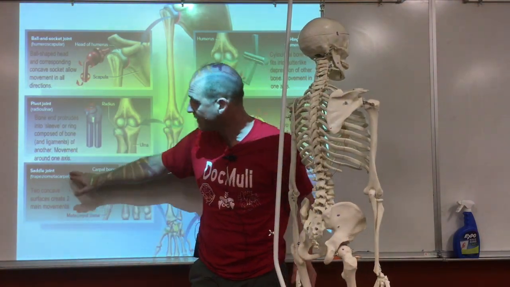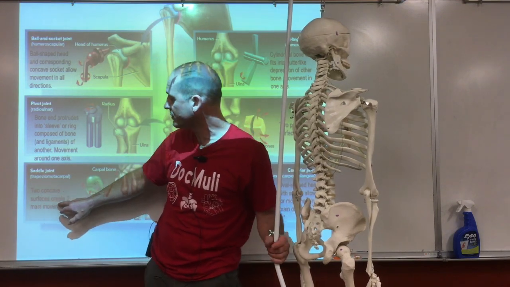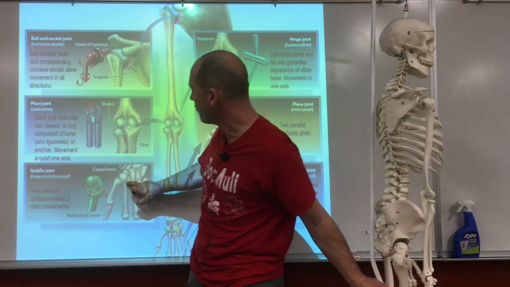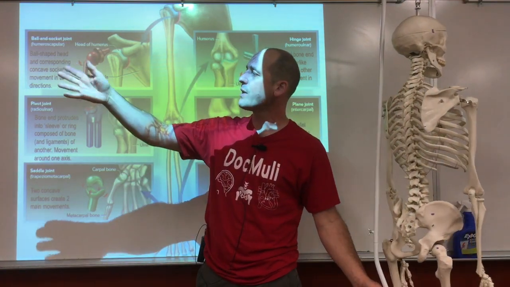Then we've got a saddle joint, which has two concave surfaces that create two main motions. The best one you can see is the thumb here. You can go this way and you can go this way.